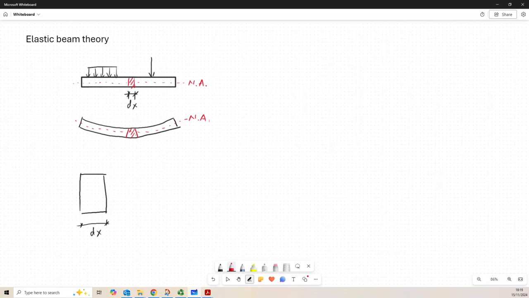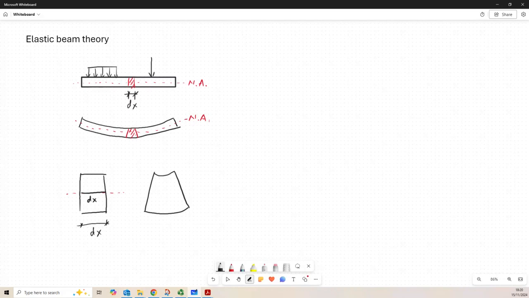So for this rectangular section, we put the neutral axis over here. Along the neutral axis, the dimension is dx as well. This is the segment before deformation. Now I would like to draw a segment after deformation. It's this segment.